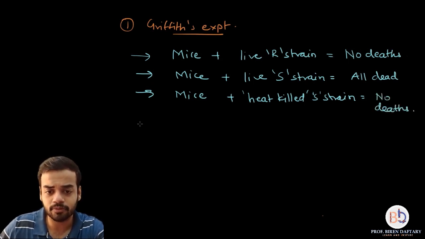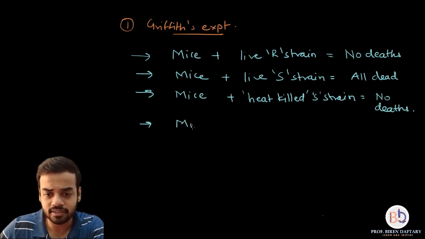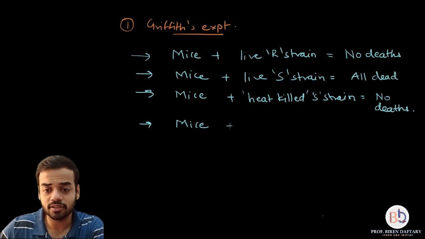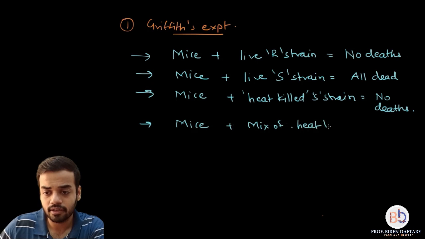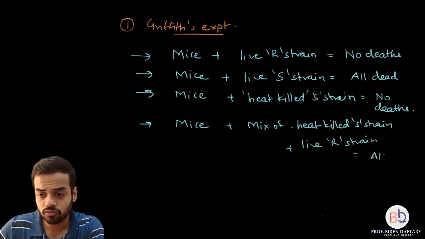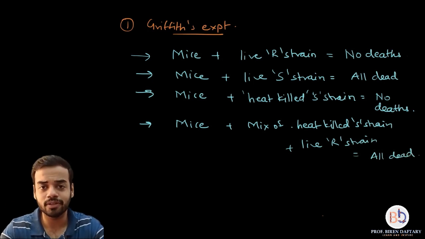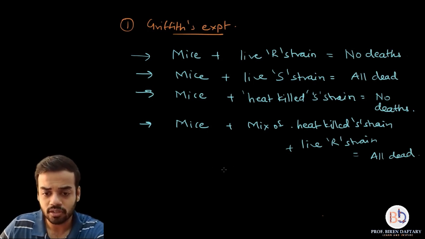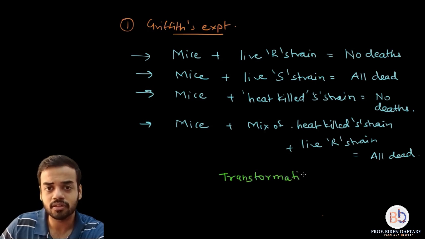And what is the last step of that experiment? The last step is mice injected with a mixture of heat killed S strain plus live R strain, correct? And what happened is all the mice died. Everybody knows the reason why all of them died. The principle is called transformation, so I'm going to write down that word over here. Very important to know that principle. And what is the meaning of transformation?